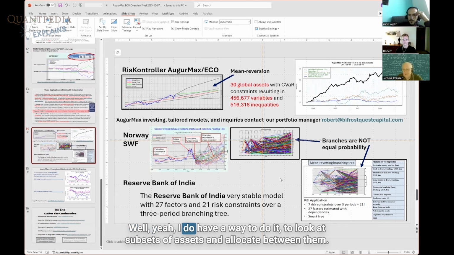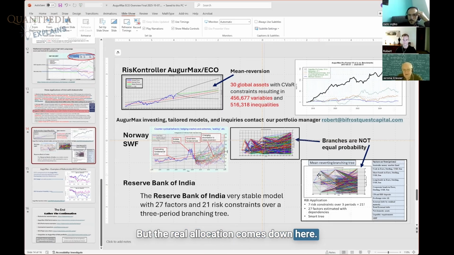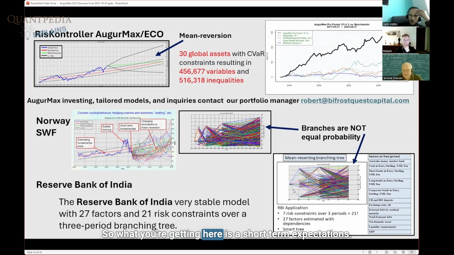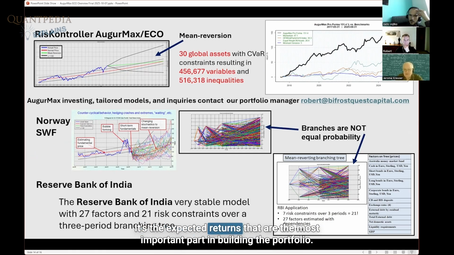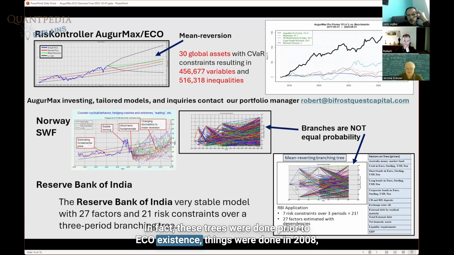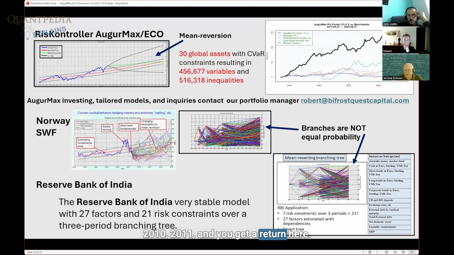Well, I do have a way to look at subsets of assets and allocate between them. But the real allocation comes down here. What you're getting here is short-term expectations. If you look historically in the literature, you'll find results that imply the expected returns are the most important part in building the portfolio. These trees were done prior to Echo's existence, in 2008, 2010, 2011, and you get a return here. You use Echo to refine that return.